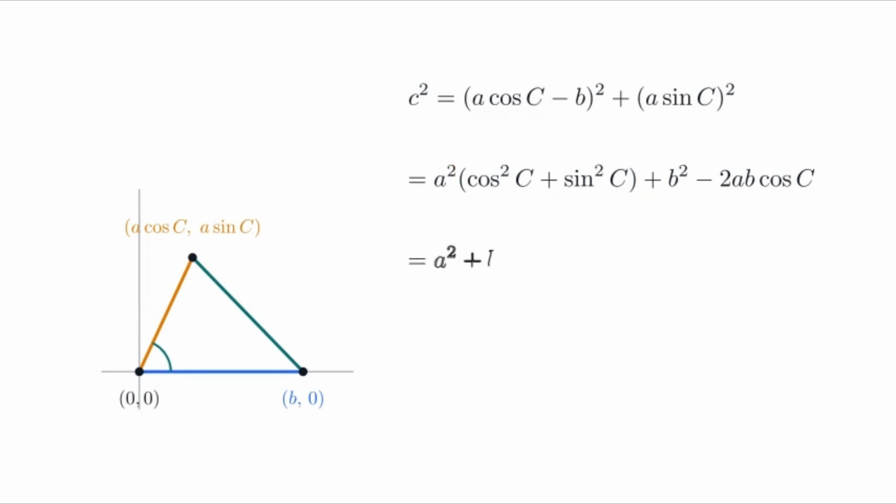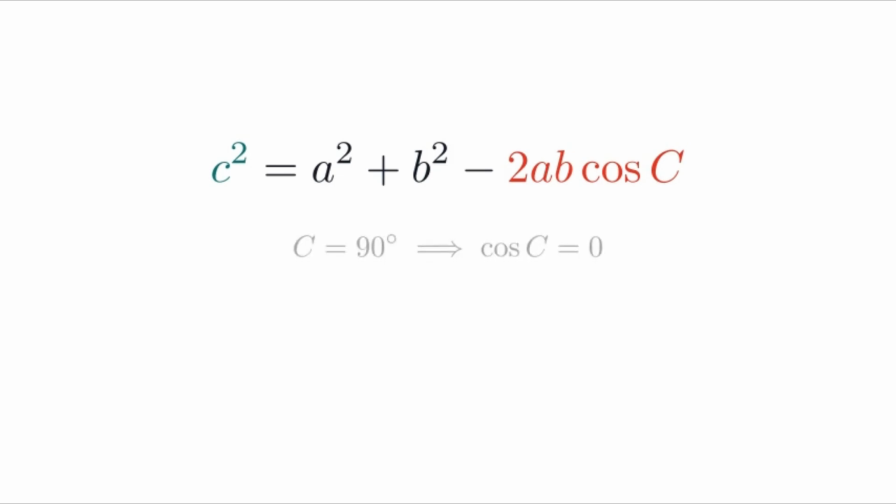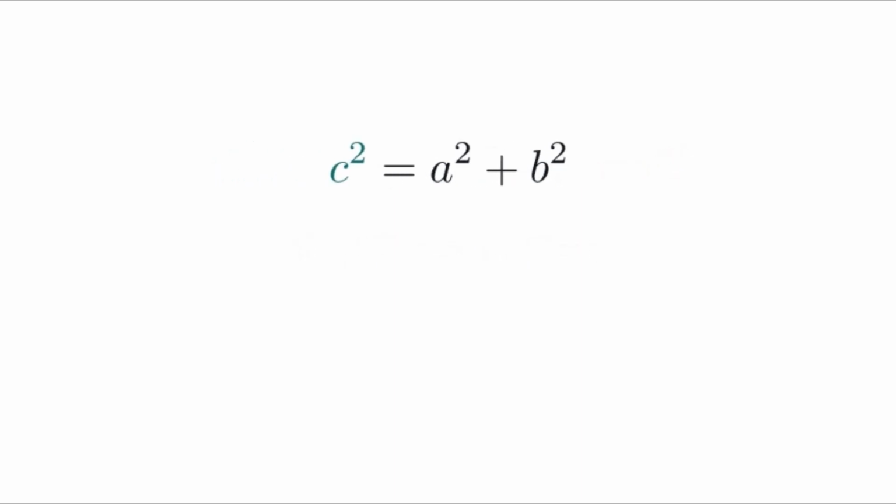Square it out. Cosine squared plus sine squared is 1. That whole bracket collapses. And what's left is the law. One last thing worth noticing. Set C to 90 degrees. Cosine of 90 is 0. The correction term switches off and drops away.